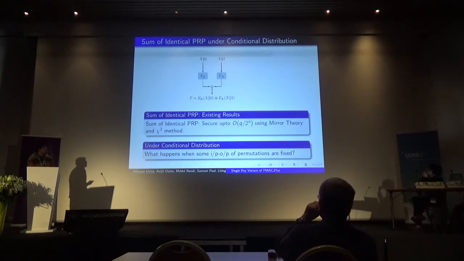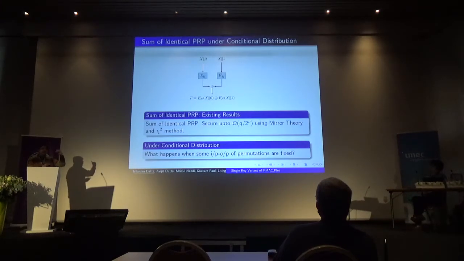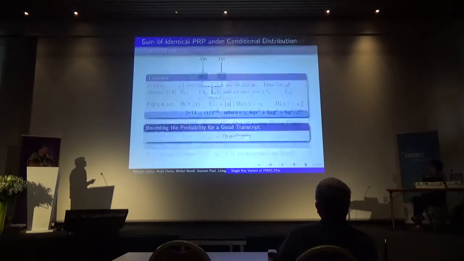The existing results say this sum of PRP is secure up to order of q by 2 power n. This is using the mirror theory proposed by Patarin and also the chi-square method. But now we need to see how this behaves under some conditional distribution, because we are already conditioning the upper layer block cipher calls. So the xj values and yj values are fixed. So under those conditional distributions, what happens if the input and output of some permutations are fixed?